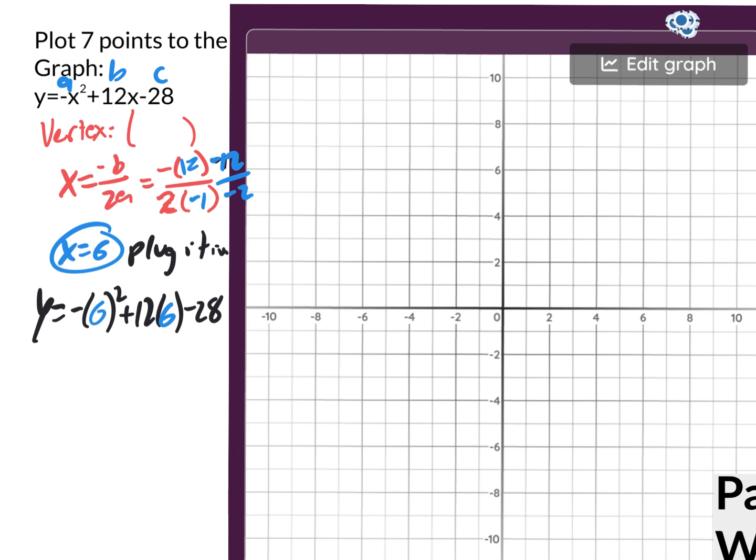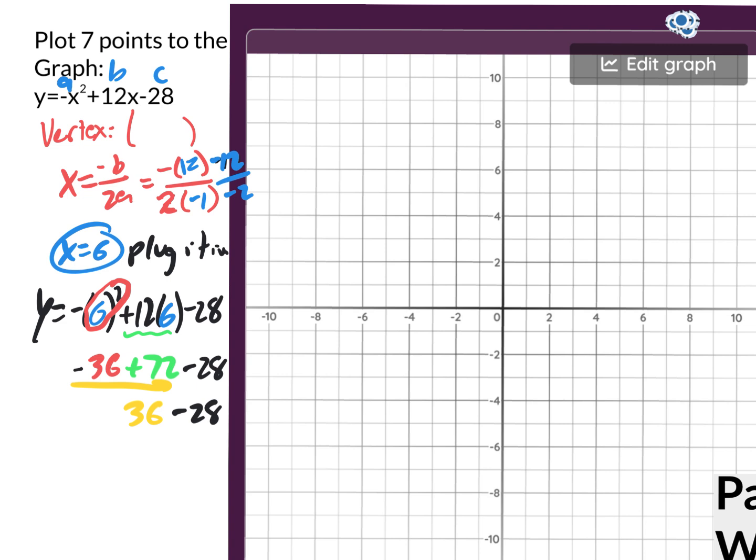Doing the math, you start with exponents, but that's not a negative 6 squared, it's a positive 6 squared, and then you put the negative in front of your answer. So 6 times 6 is 36. Put that negative in front of the answer. You did exponents, move on to multiplication next. You have 12 times 6, that's 72. And then you have a minus 28 at the very end. From left to right, negative 36 plus 72 is a positive 36. And 36 take away 28.